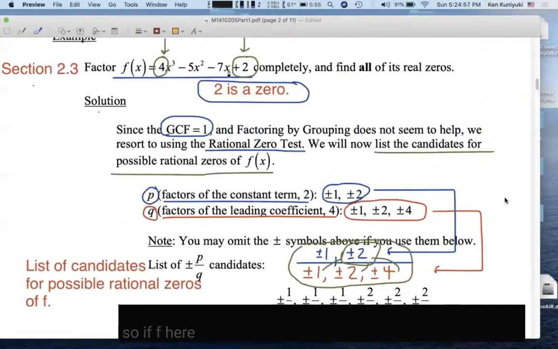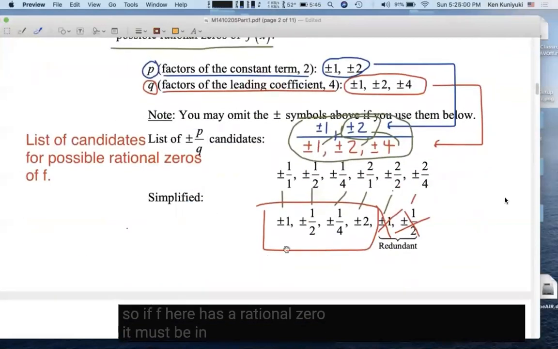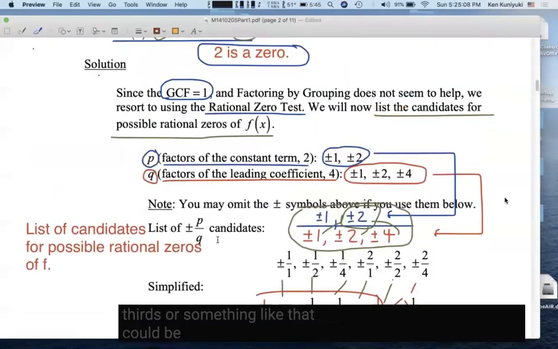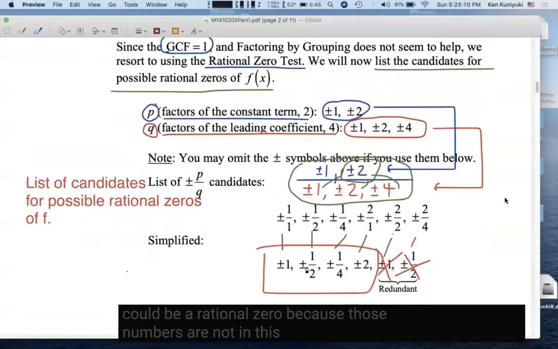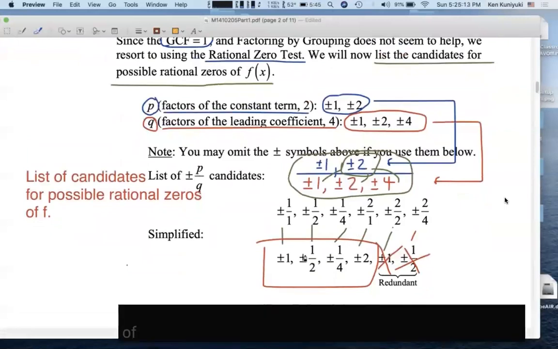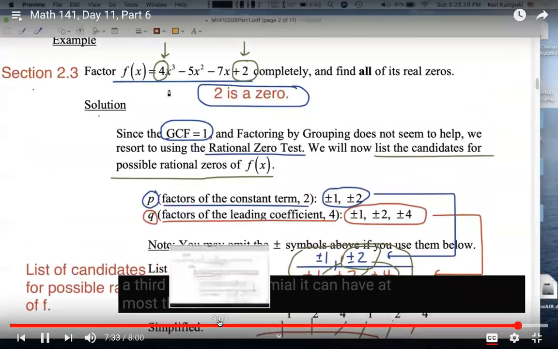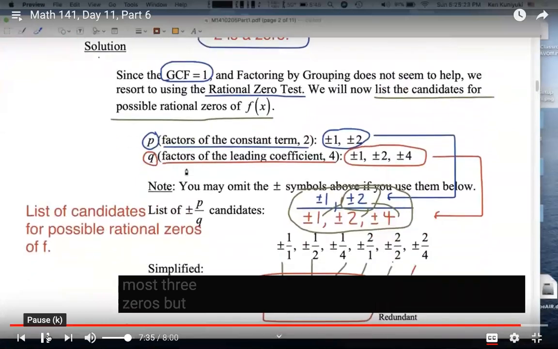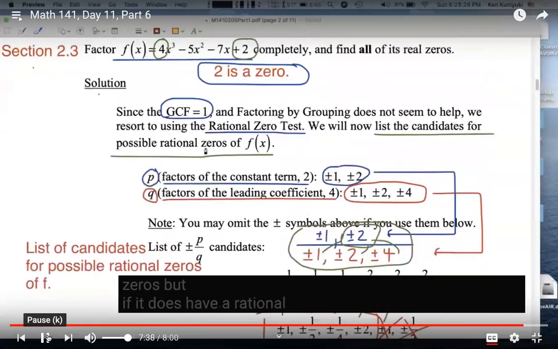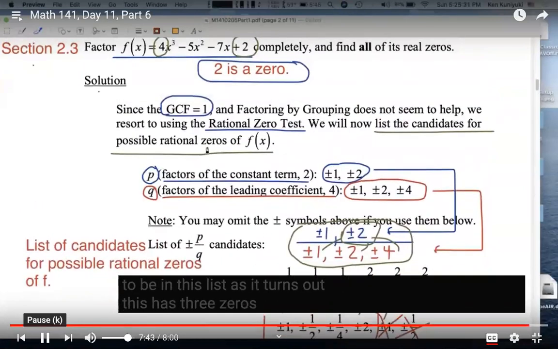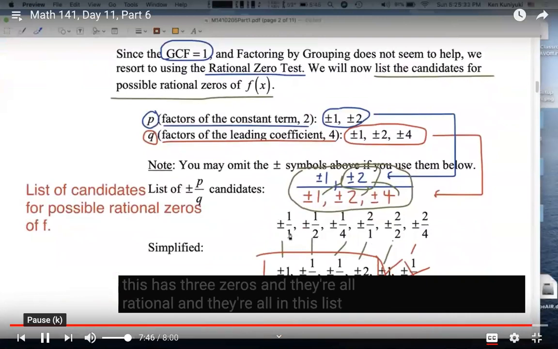So if f here has a rational zero, it must be in this list. In particular, there's no way that 3 or 4 or -7/3 or something like that could be a rational zero, because those numbers are not in this list. Of course, not all 8 of these could be zeros, because it's only a third degree polynomial. It can have at most 3 zeros. But if it does have a rational zero, it's got to be in this list. As it turns out, this has 3 zeros, and they're all rational, and they're all in this list.